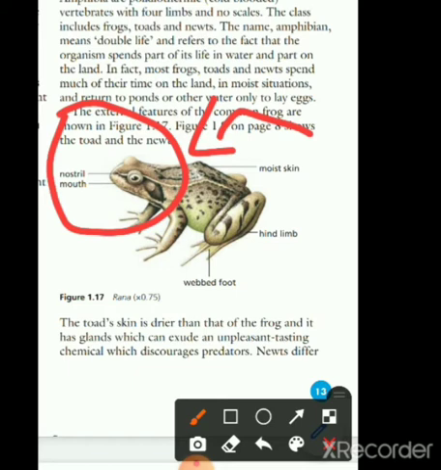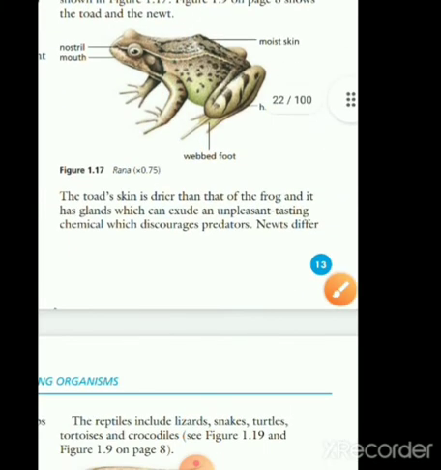Next is the webbed foot. What do we mean by this term? It is basically some skin present between the different fingers. It is also for the sake of moving faster or swimming well. Now, the toad's skin is drier than that of the frog, and it has glands which can release some unpleasant smell so that it can repel predators. Obviously, everything needs some sort of weapon for its survival. In this case, they release a bad smell to divert the attention of their predators.